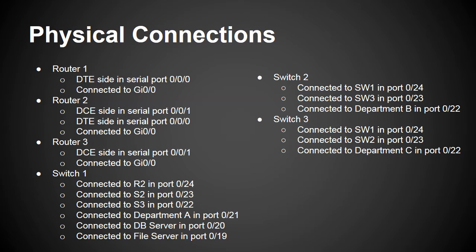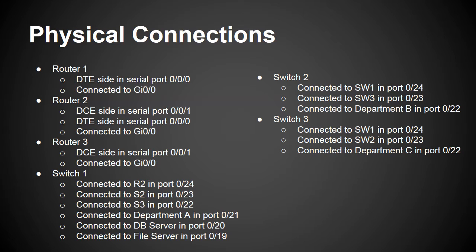For Switch 1, we connected Router 2 in port 24. We connected Switch 2 in port 23. We connected Switch 3 in port 22. We also connected Department A in port 21, Department B, database server in port 20, and the file server in port 19.